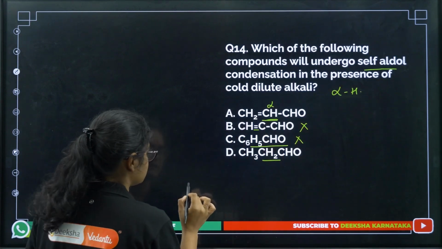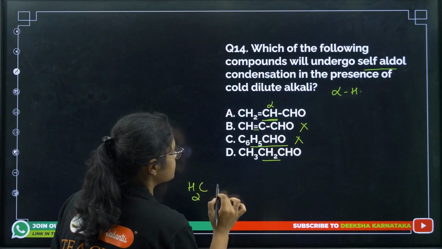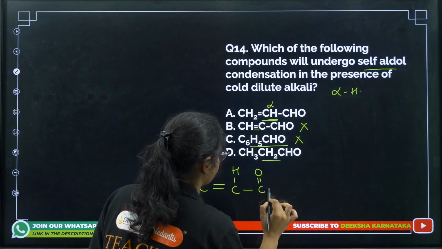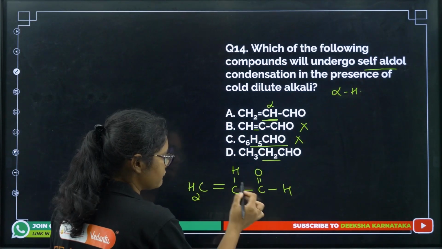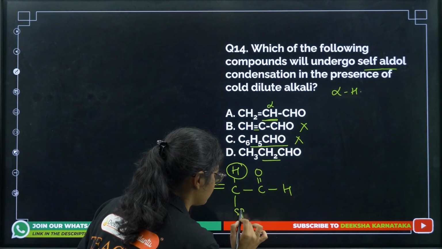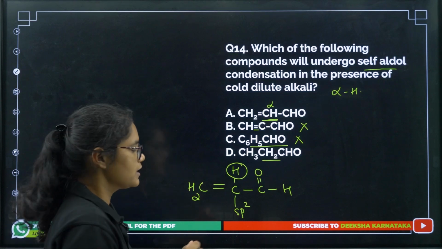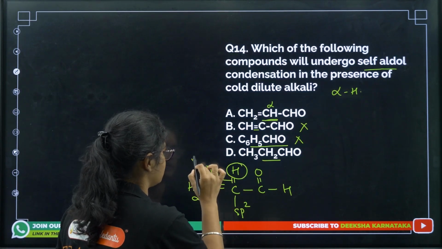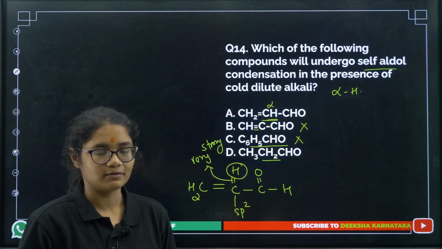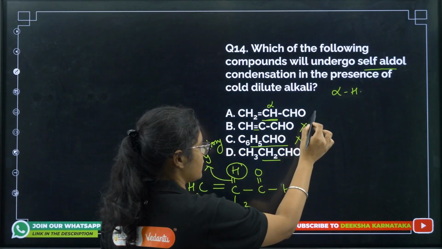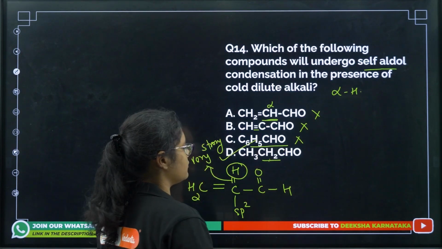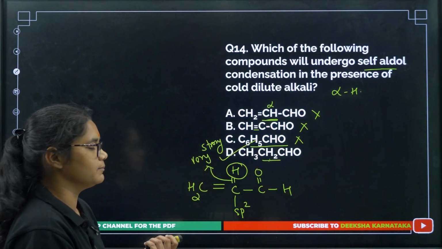But this one is having alpha hydrogen. But what happens if you see this particular option, you have CH2 double bond CH, then C double bond O, H. For alpha hydrogen we need to remove this hydrogen, and this carbon is sp2 hybridized. So this bond is very strong, right? So removing this H and then reacting becomes difficult. So this one also will not undergo. This one, where there is sp3 carbon with alpha hydrogen, will go easily. So the correct answer is option number D here.